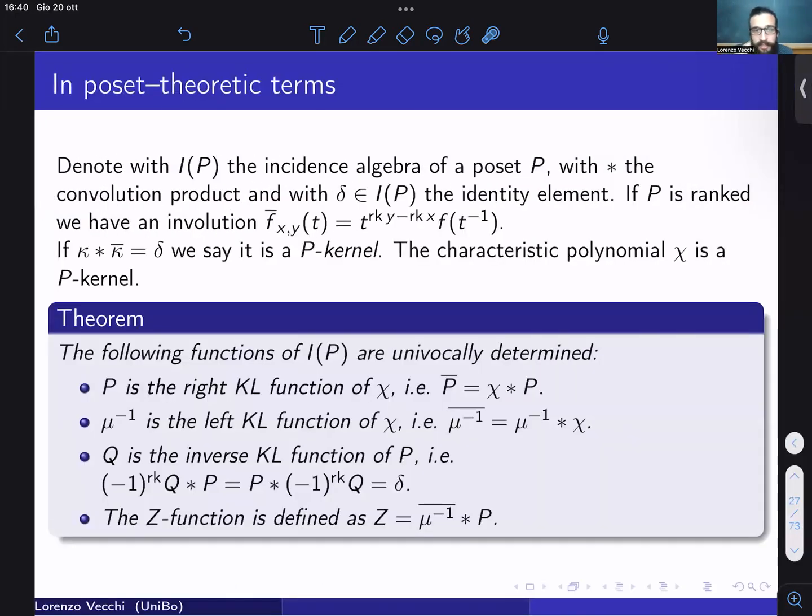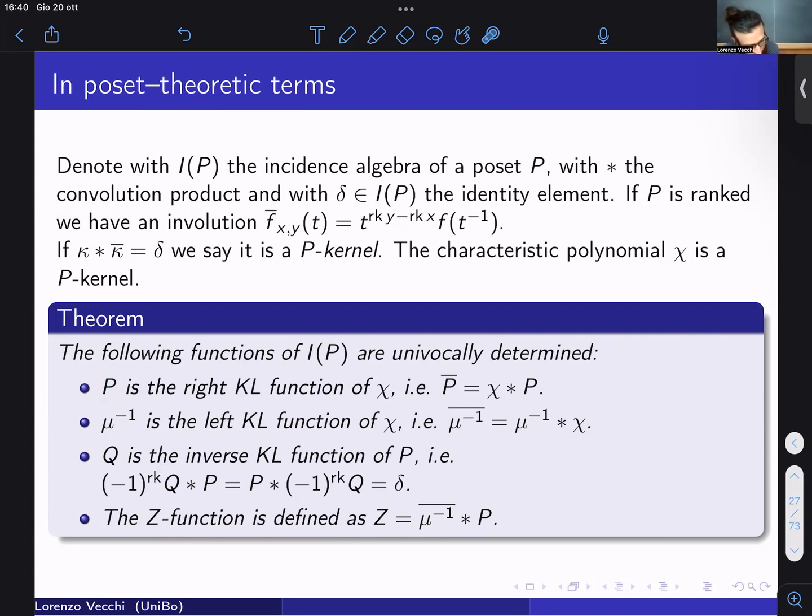And now I want to look at some interesting functions inside the incidence algebra called P-kernels. So a function kappa is a P-kernel if it is invertible, and the inverse of the function is exactly kappa bar, where bar is the involution that we defined before. And the characteristic polynomial of any poset can be proved to be a P-kernel, the characteristic polynomial being chi. And we have a theorem by Stanley that tells us that when we look at the incidence algebra and we find a P-kernel, the following things are uniquely determined.